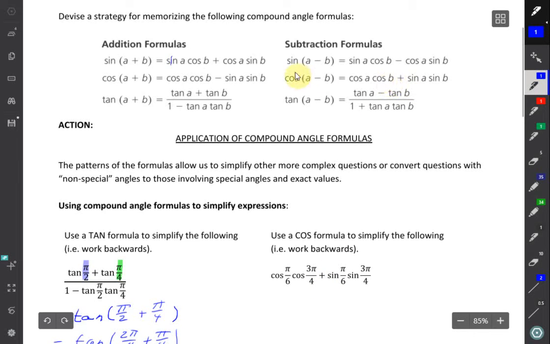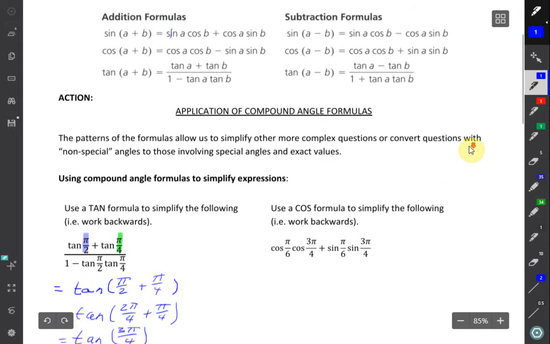So that means I'm working with this one. By the way, I did not focus on the signs here with this tan addition formula, but notice that the plus here was the same as the plus there, so I knew it was the tan of a plus b as opposed to this one. So we're going to use the cos a minus b subtraction formula.